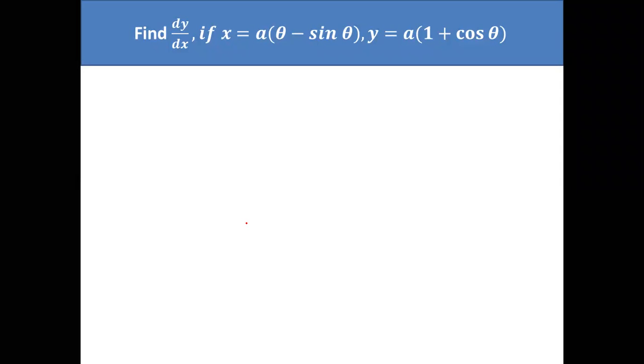So you have to find dy/dx, where x is equal to a into (theta minus sin theta) and y is equal to a into (1 plus cos theta). When you see that, you should remember we have to go for the parametric differentiation type. Okay, so what you will do first: those who have understood, you can solve.